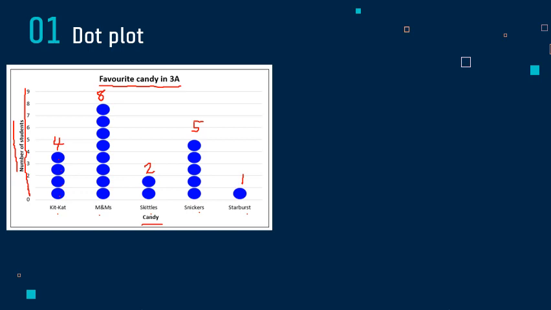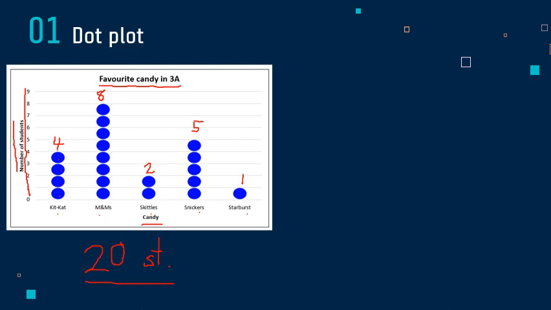Now to find the total number of data values, all I need to do is add these numbers together, and that will give me the total number of students that have been surveyed and the total number of data values. So 4 plus 8 is 12, plus 2 is 14, plus 5 is 19, plus 1 is 20. So there are 20 students. It's going to put ST, and that's my total data values there.